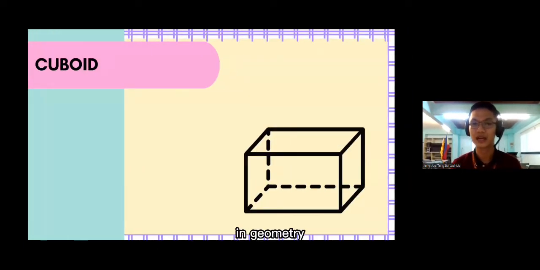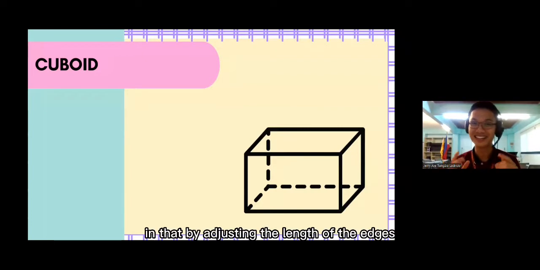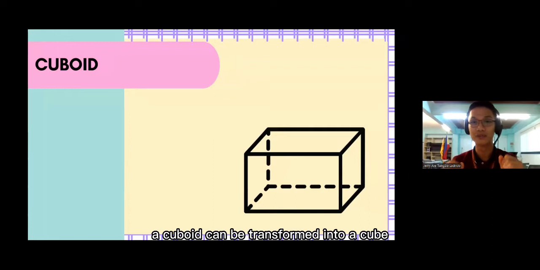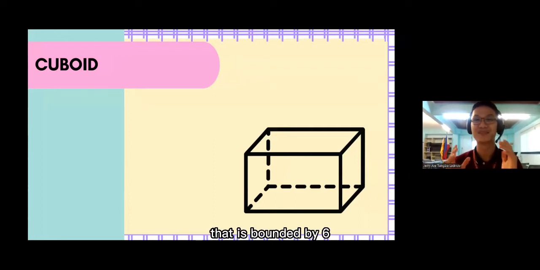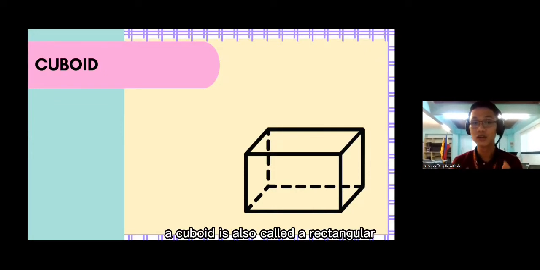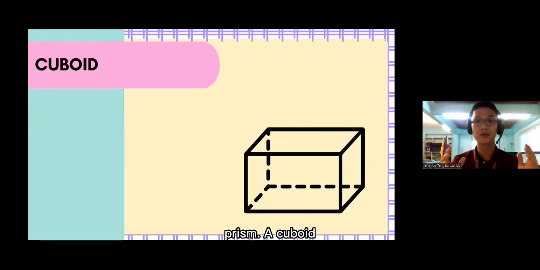So the 5th one is the cuboid. In geometry, a cuboid is a hexahedron, a 6-face solid. Its faces are quadrilaterals. A cuboid is like a cube, in that by adjusting the length of the edges and the angles between edges and faces, a cuboid can be transformed into a cube. A convex polyhedron that is bounded by 6 rectangular faces with 8 vertices and 12 edges is called a cuboid. A cuboid is also called a rectangular prism. A cuboid with 6 square faces is called a cube.